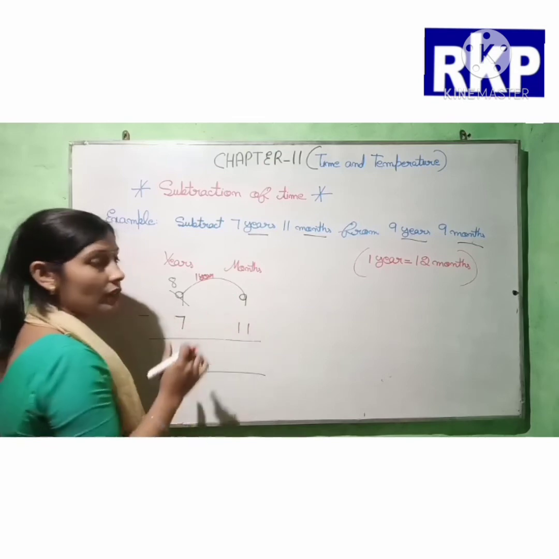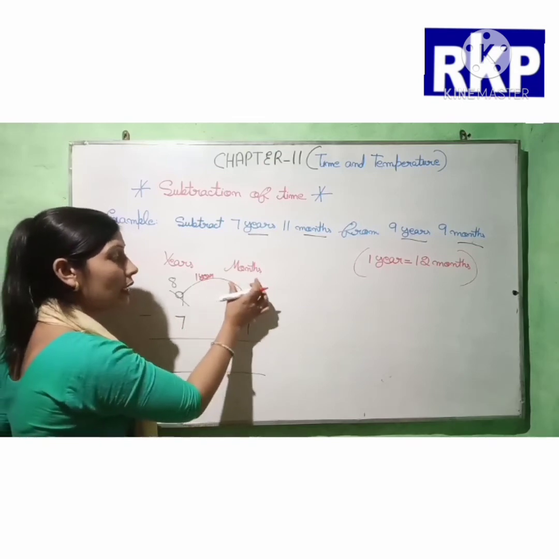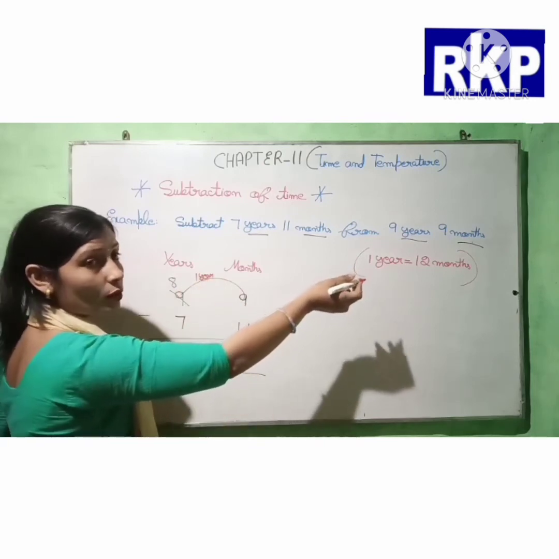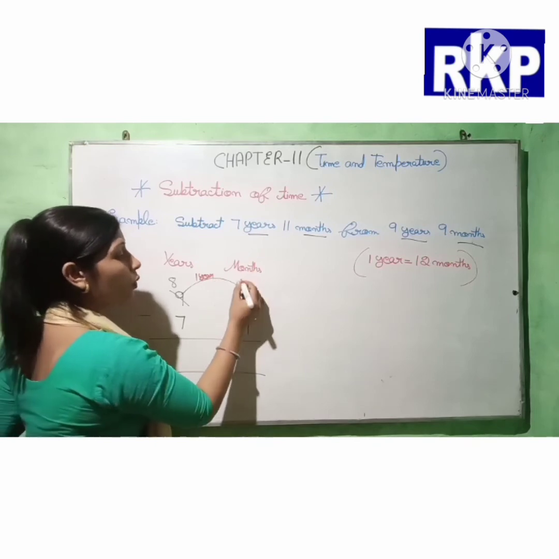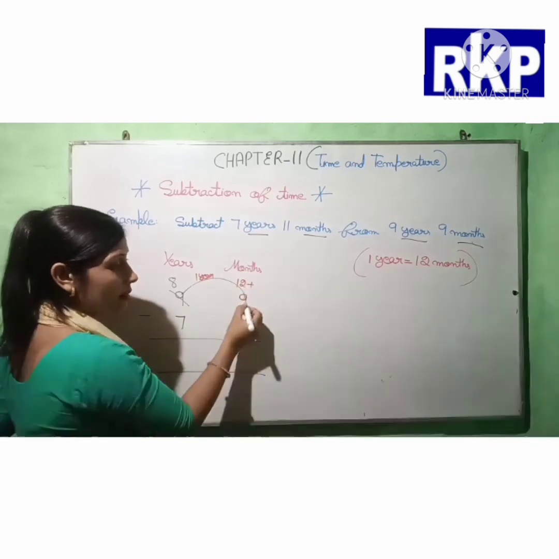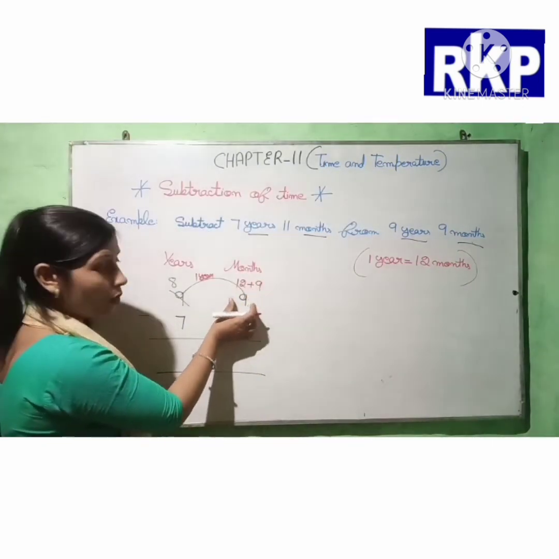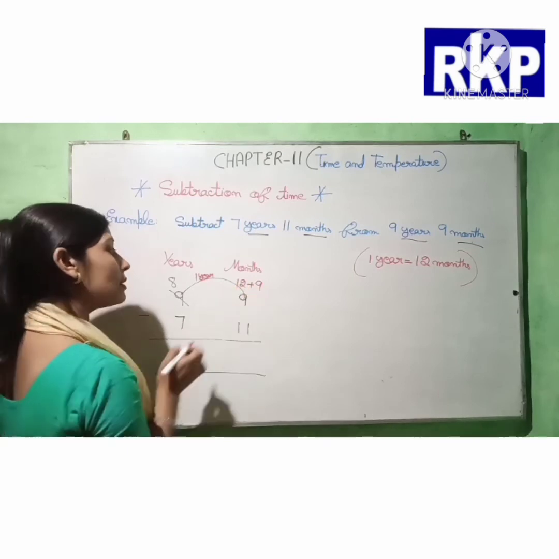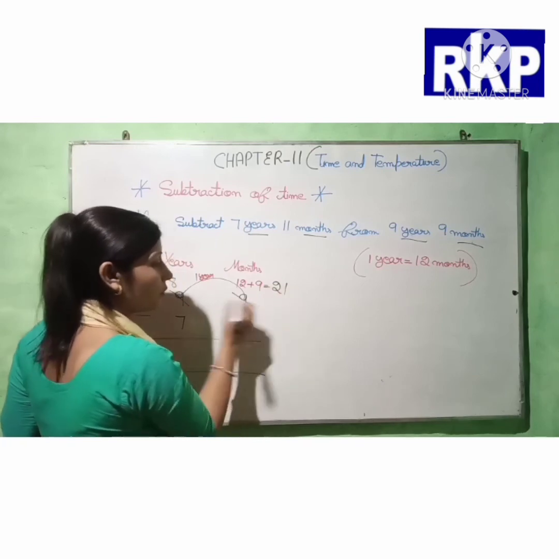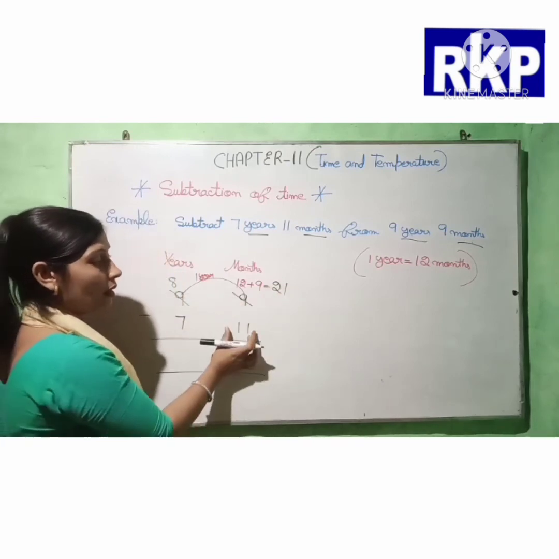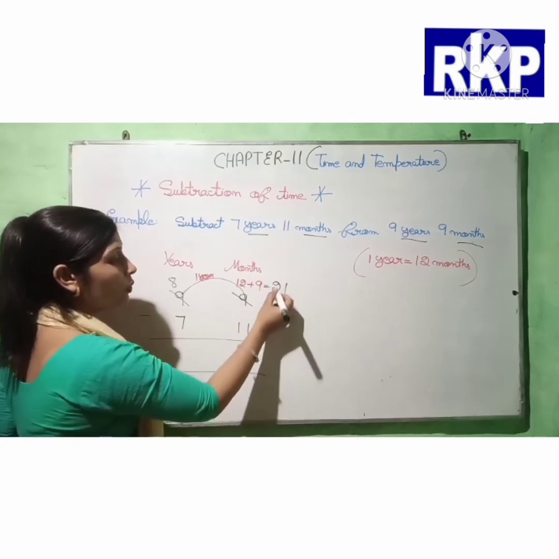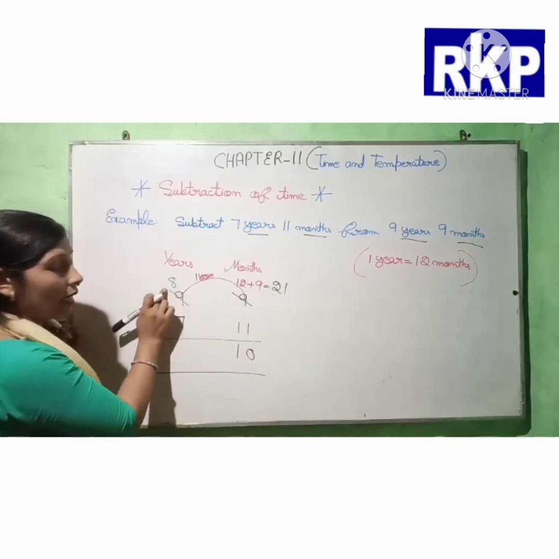But in this column we have months. So here we need to convert this 1 year into months. And we know 1 year is equal to 12 months. So in this column we have to write 12. Okay. 12 months plus we have 9 also already. Okay. So 12 plus 9 will be 21. So now we have to subtract 11 from 21. 1 minus 1 is 0. 2 minus 1 is 1. And here only 8 is left.